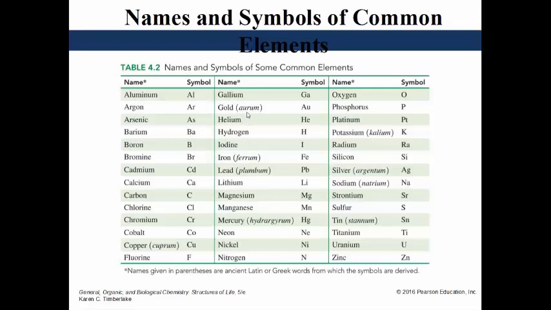Gold, the Latin name for gold is aurum, so the symbol is Au, not G or Go. Mercury, its chemical symbol is Hg. Iron, Latin name is ferrum, so it would be Fe. Lead, Pb, based on the Latin name plumbum. And potassium is going to be K, because its Latin name is kalium. So some of these symbols are pretty straightforward, but some are not. So some you just have to learn to recognize.